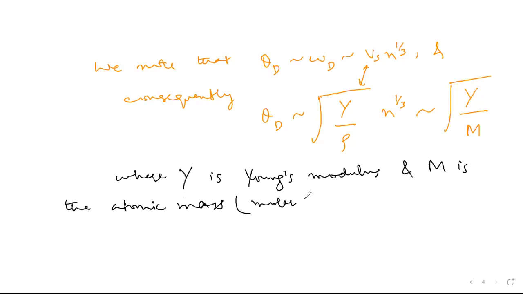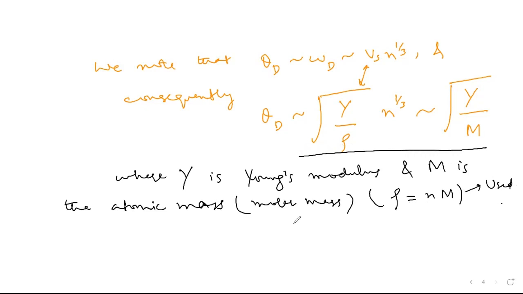You should write here molar mass. So Y is Young's modulus, M is the atomic mass or molar mass, and we have used here rho equal to nM and made the approximation. We use this rho equal to nM. So what information is obtained from this approximation?